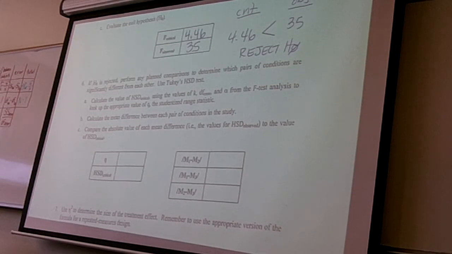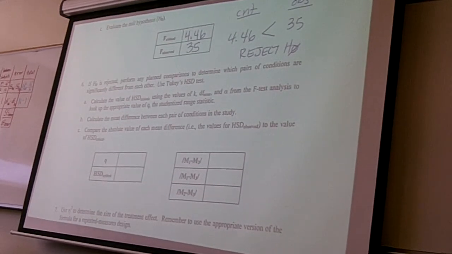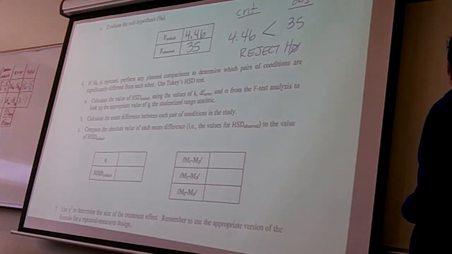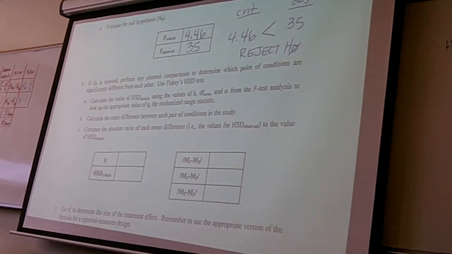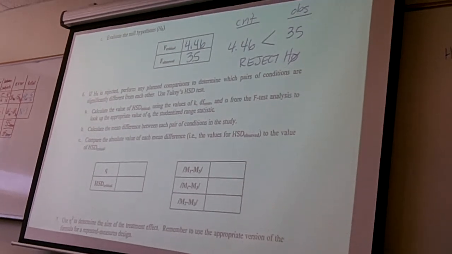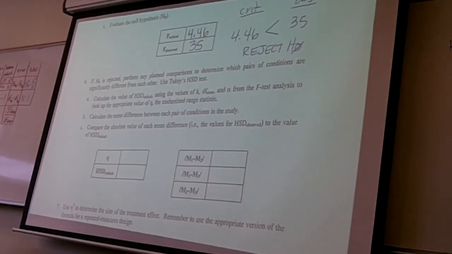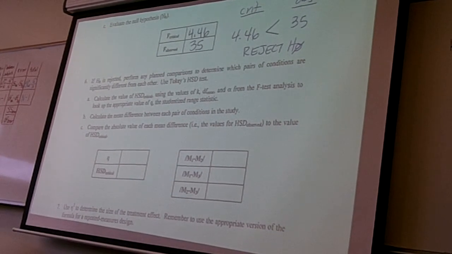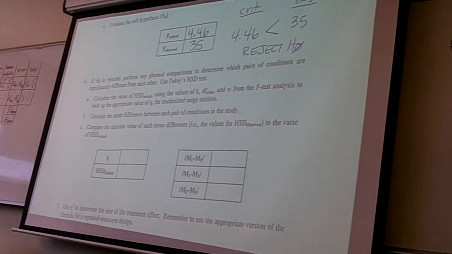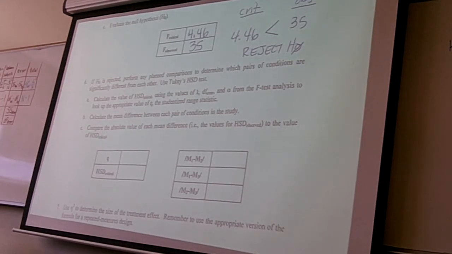So last time, when we did independent groups, the formula to figure out HSD critical, this is a weird test because you have to actually do a formula to get the critical value, was Q times the square root of mean square within conditions over n common. Okay, so that's for independent groups.